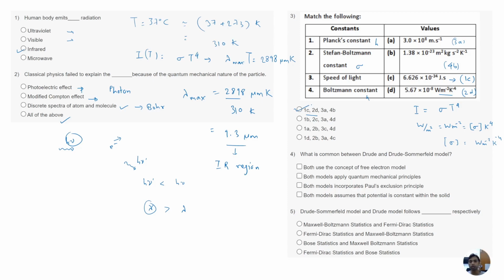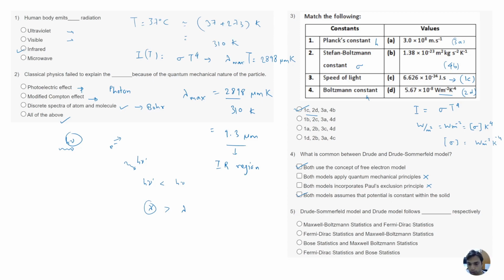What is common between the Drude and Drude-Sommerfeld model? So both use the concept of the free electron model. This is correct. Both models apply quantum mechanical picture. This is wrong. It is only the Drude-Sommerfeld model which applies the quantum mechanical principles. And both models incorporate Pauli's exclusion principle. This is also wrong. Only the Sommerfeld model does that. So both models assume that the potential is constant within the solid. So this is correct, because both of them assume the potential to be constant.